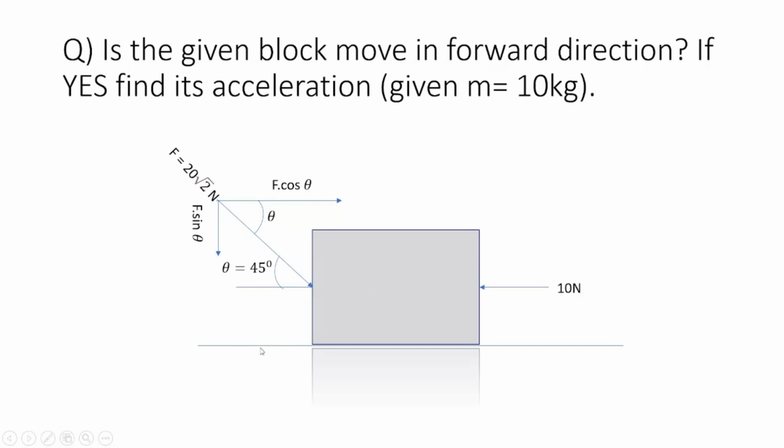Since here we placed a rigid surface, that means there is no vertical motion. Now let's check whether F cos theta is greater than this 10 Newton or less than 10 Newton. If F cos theta is greater than 10 Newton, then this block moves in the forward direction. Otherwise, in the backward direction.